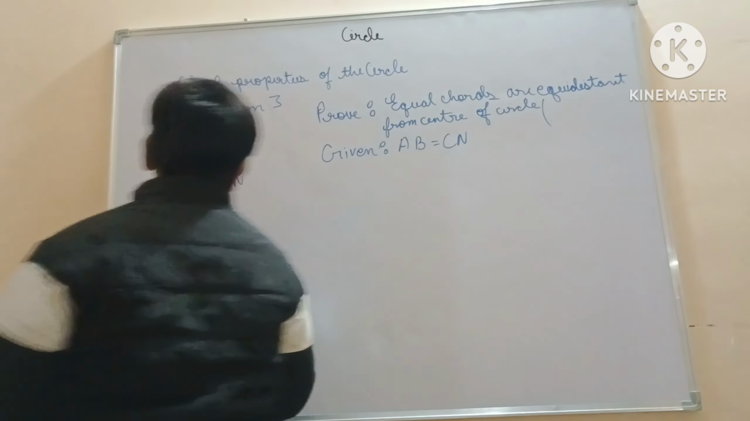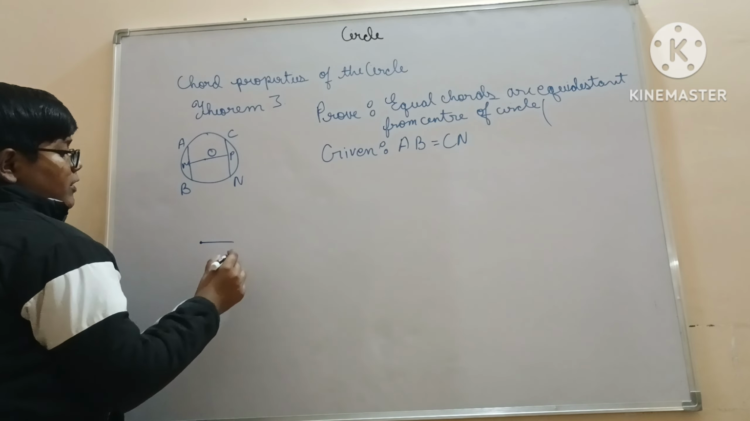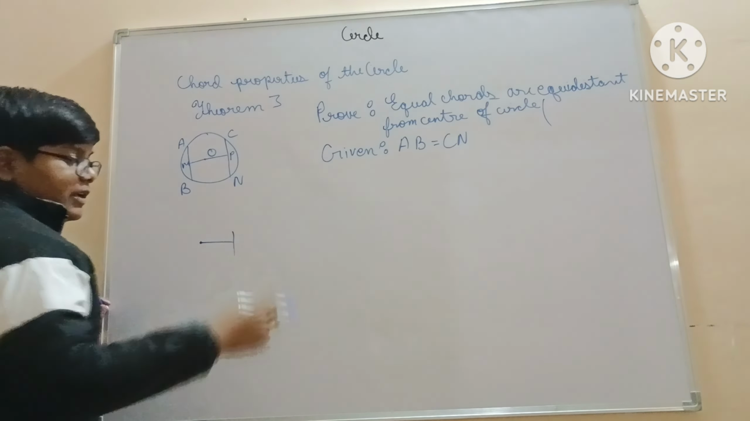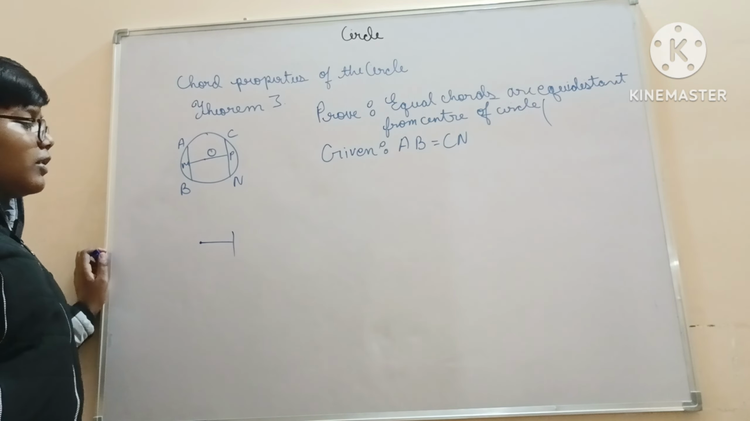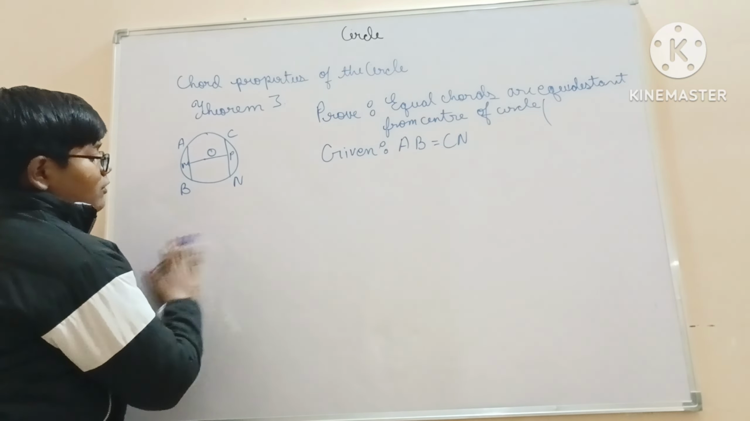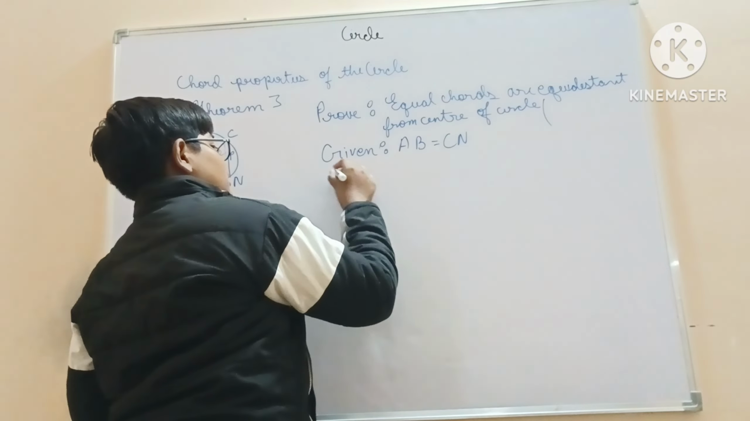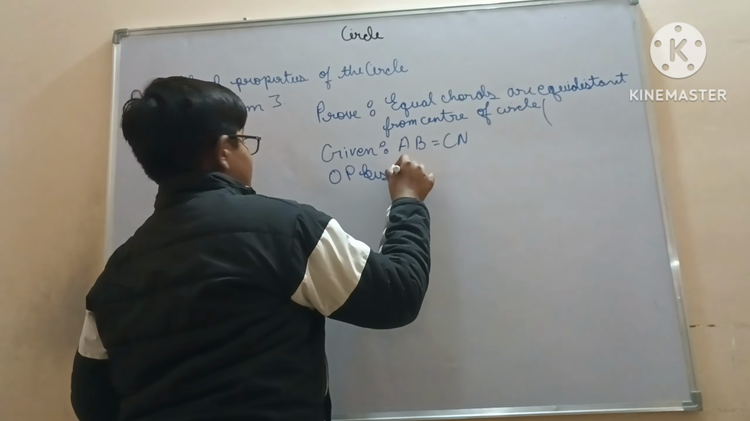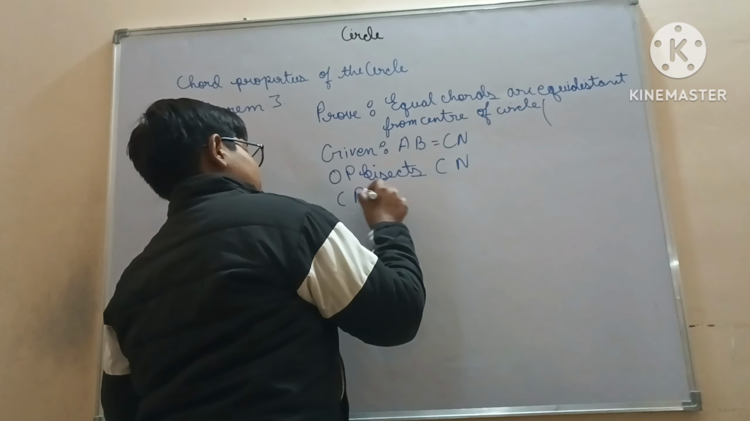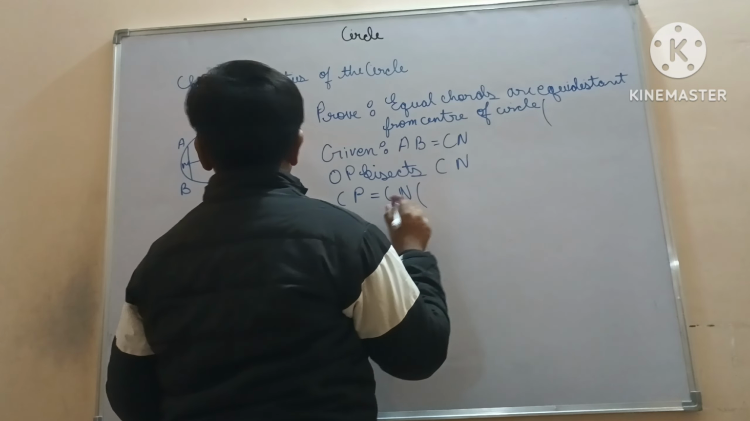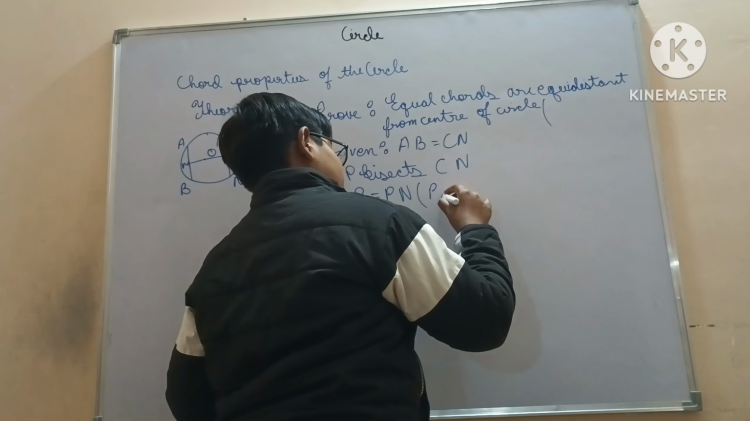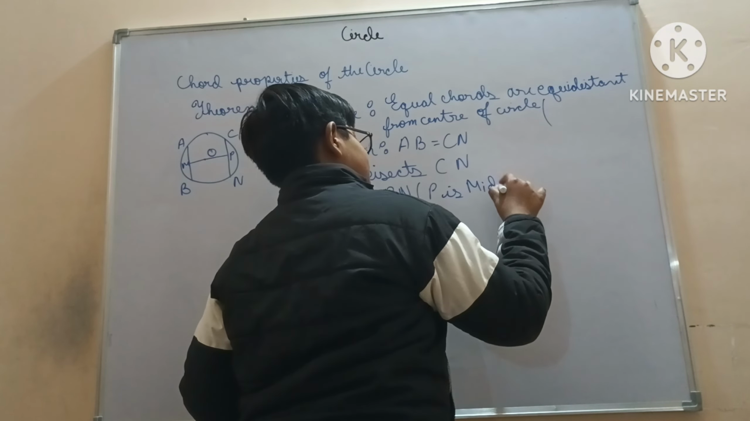So now we can say that any line dropping from the center to any chord of the circle is perpendicular, and it also bisects, from theorem 1 and theorem 2 of the chord property of the circle. So now we can say that OP bisects CN, and CP is equals to PN, as P is the midpoint.